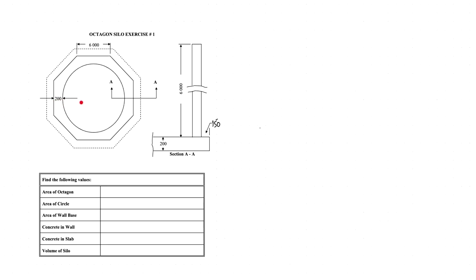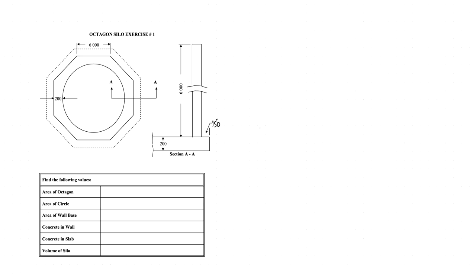So now that we've familiarized ourselves with what we're looking at, let's have a look at what we need to find out. The area of the octagon, the area of the circle, the area of the wall base, so basically the area of the shape between the octagon and the circle. Then we want to find out some volumes: what's in the wall, what's in the slab, and then the volume of, let's call it water, that could fit inside of the silo once it's built. That last one is not a concrete volume question, but a volume of whatever else.